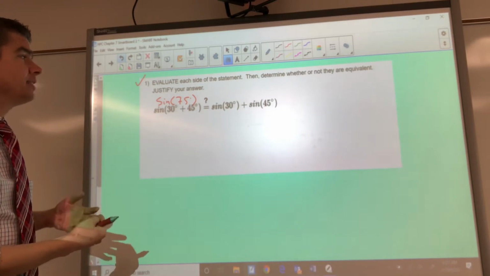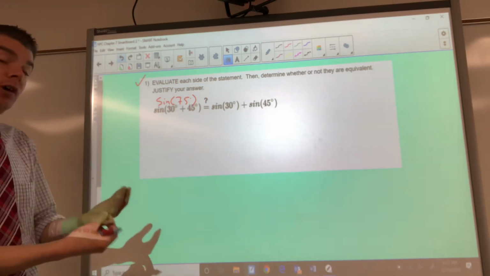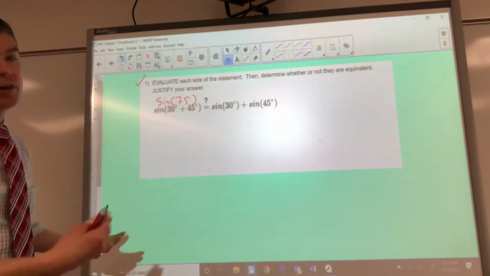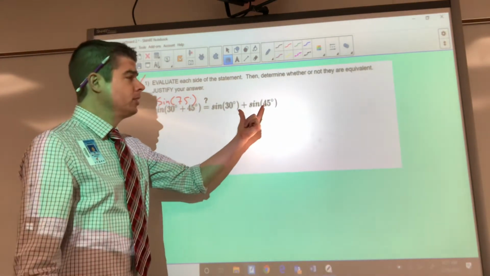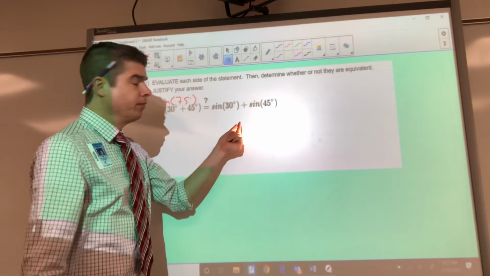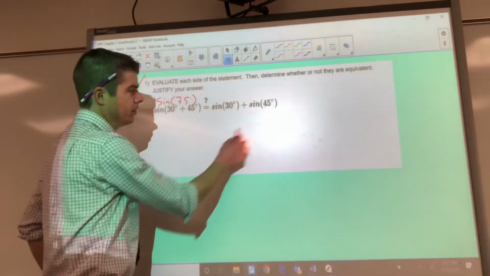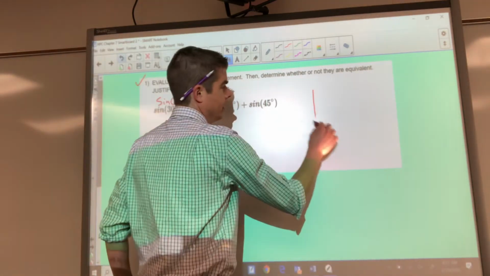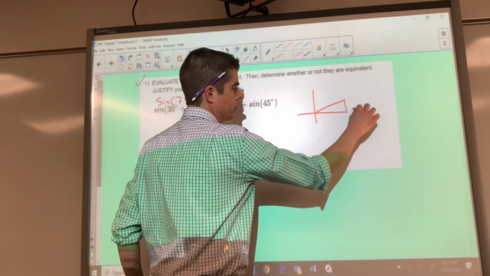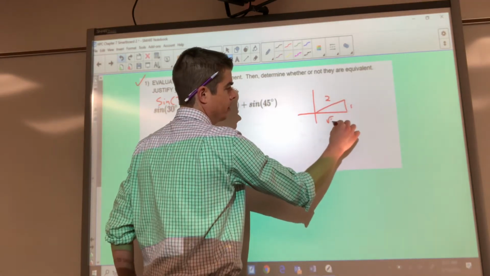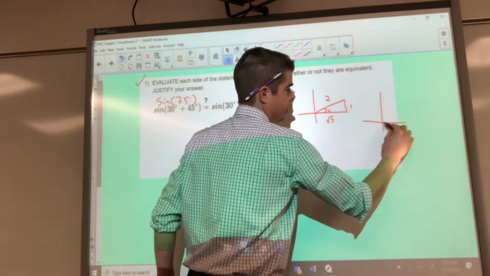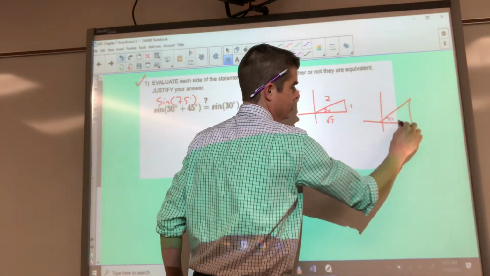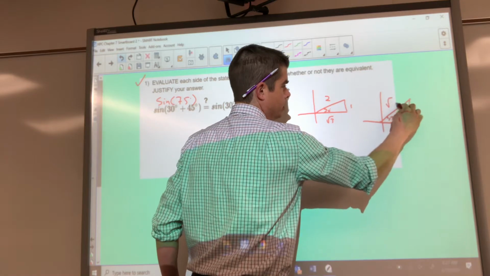So I know that the left side is equivalent to sine of 75. Well, 75 is not an angle that we know how to draw a reference angle for, like a 30 or a 45 or a 60, but 30 and 45 we do. And so I could evaluate this side very quickly: sine of 30 plus sine of 45. If you drew your 30-degree angle, there's your 1, 2, square root of 3. You could draw a 45-degree angle, so there's your 45, 45, 90 triangle, 1, 1, root 2.